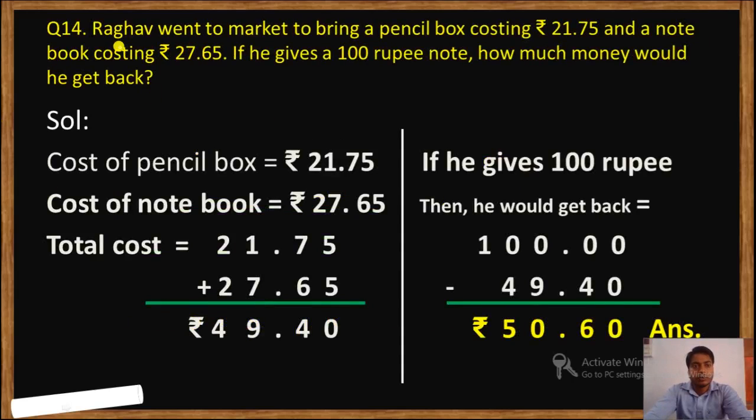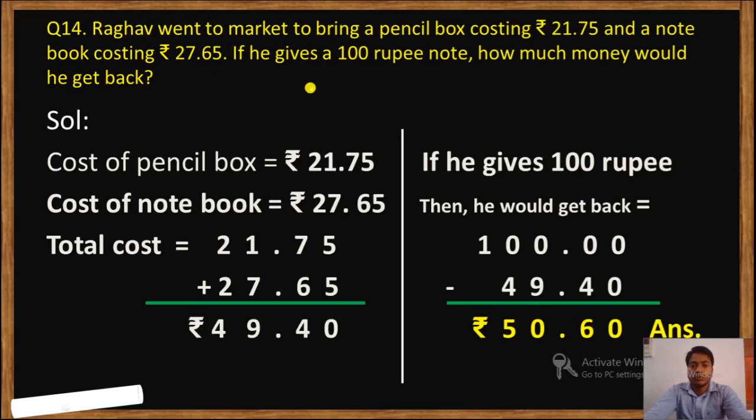Now question number 14. Raghav went to market to bring a pencil box costing rupees 21.75 and a notebook costing rupees 27.65. If he gives a 100 rupees note, how much money would he get back? Okay, so first we have to find out the total cost, or total amount, Raghav has to give to the shopkeeper.